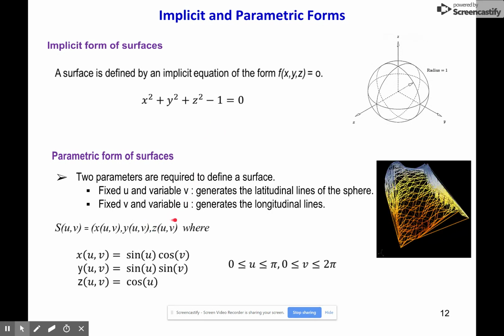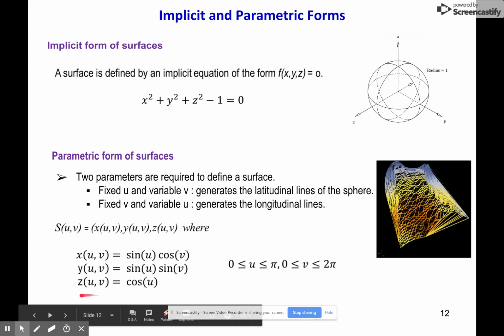So here is the parametric surface. A parametric surface uses two variables, u and v. And the representation goes here: x of u comma v, y of u comma v, and z of u comma v.